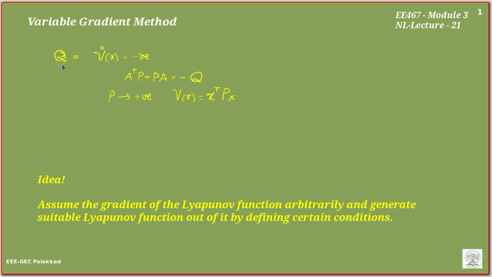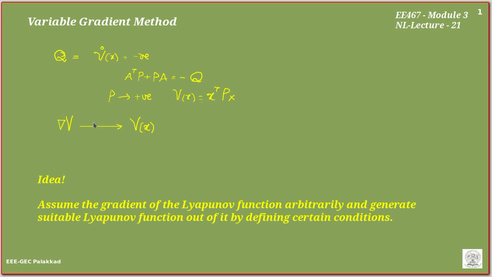If Q is positive definite, and if this equation is satisfied with giving P as a positive definite matrix, then we can say that v of x is a positive definite function, and the whole system is an asymptotically stable system. In a similar pattern, for the variable gradient method, we are going to go in the backward direction. So here we are going to define the gradient of the Lyapunov function v of x. And from the gradient, we are going to determine the Lyapunov function v of x.